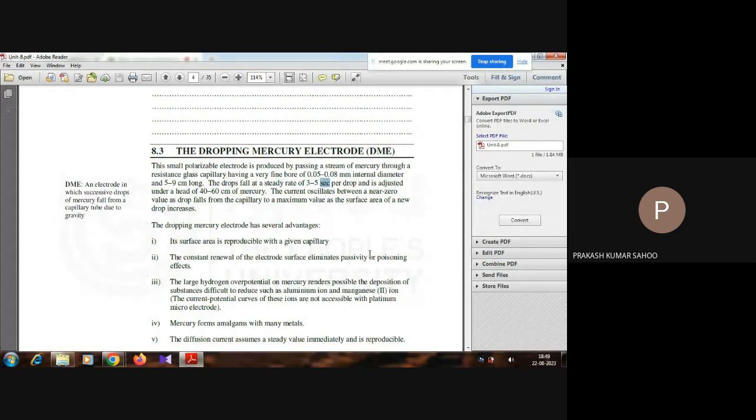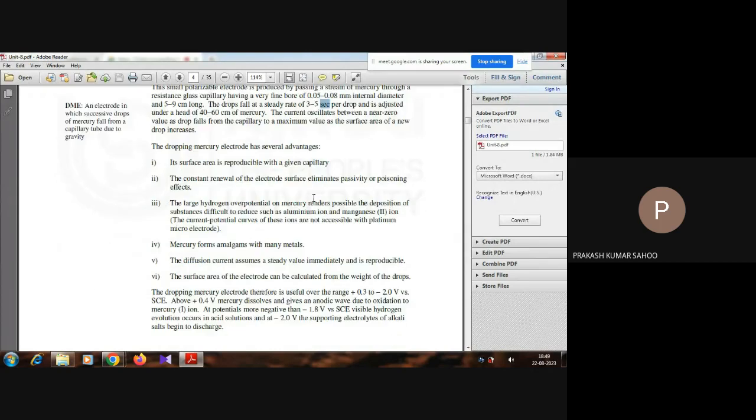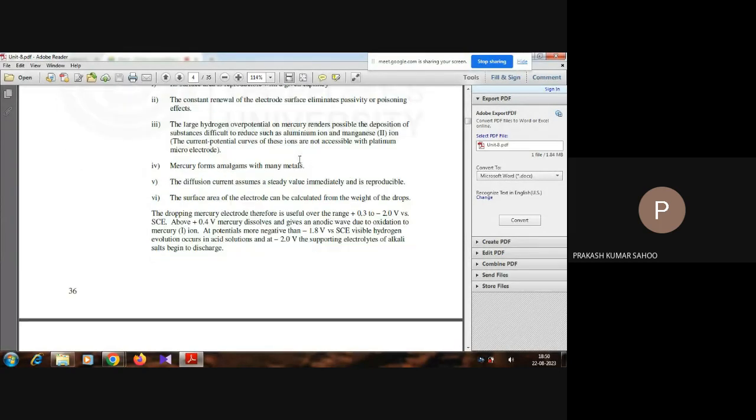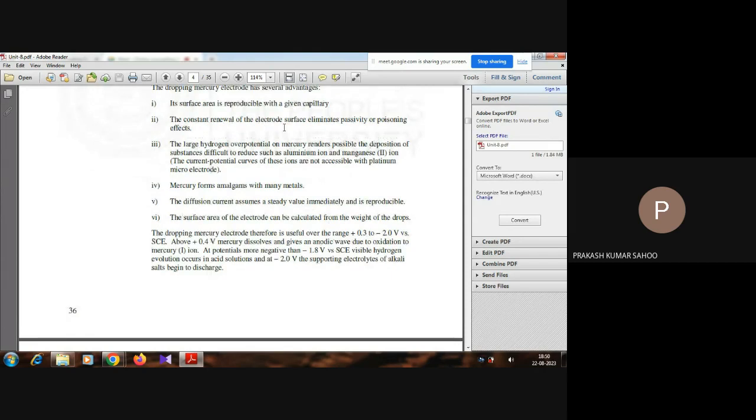This is a very common electrode which is used as the reference electrode in many cells. What are the advantages? Its surface area is reproducible with the capillary. The constant renewal of the electrode surface eliminates passivation or poisoning effects. The large hydrogen overpotential on mercury renders possible the deposition of substances difficult to reduce, such as aluminum ion and manganese ion.